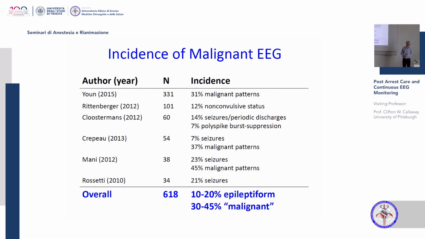One of my colleagues summarized papers out there from different places. These represent some studies from Europe and Korea and also the United States. And 10 to 20% of patients have epileptiform discharges when you first put on the EEG, and then maybe 30% have these GPED patterns, which are malignant.